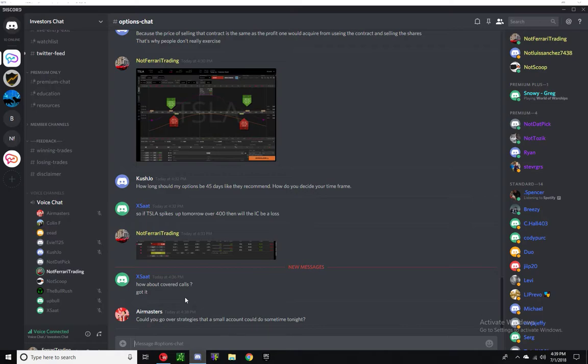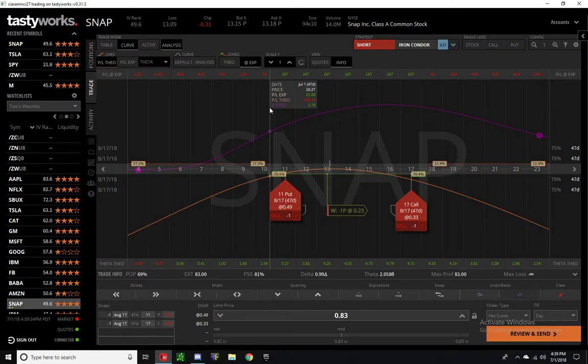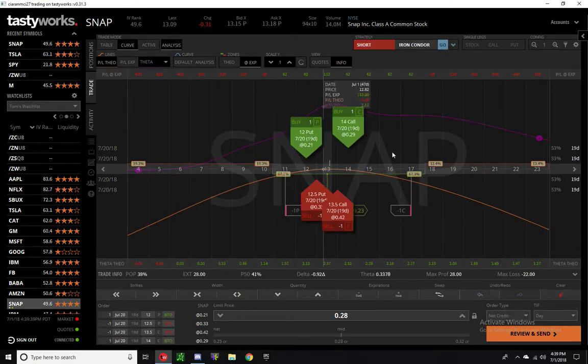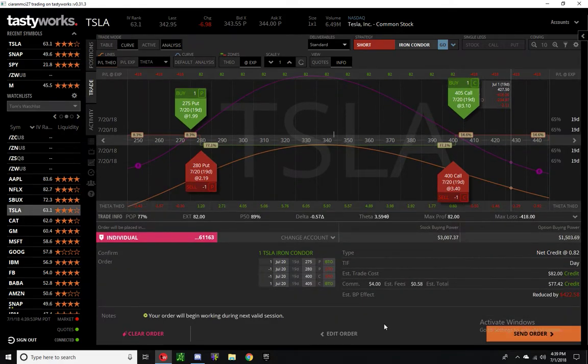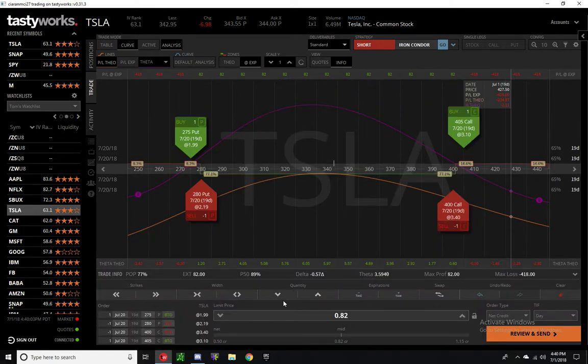But for example, a small account, like this iron condor, depending on how big the account is. So let's go to the same spreads, $280 and $400. I need Tesla to stay in between $280 and $400. So the capital requirement to enter this position is $420. All right, $422 to be exact, with commissions. So that's the idea. It's going to be about $400 put aside for, in this case, 19 days.